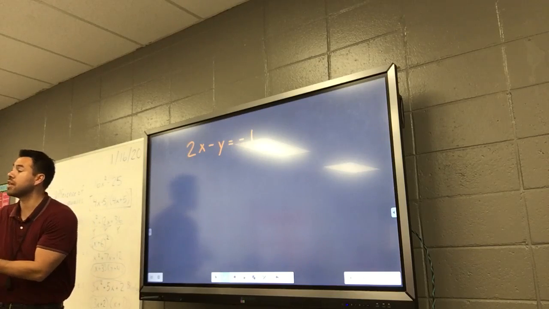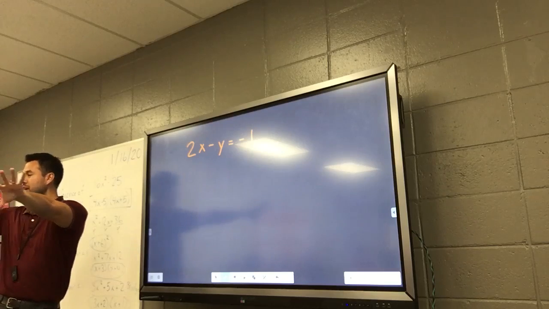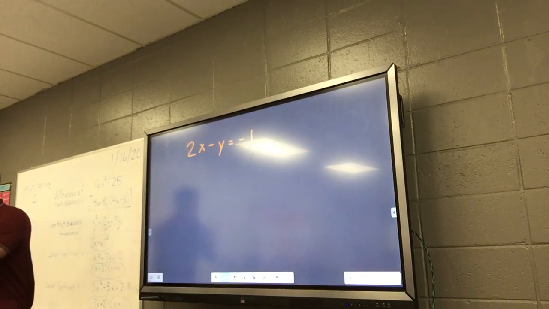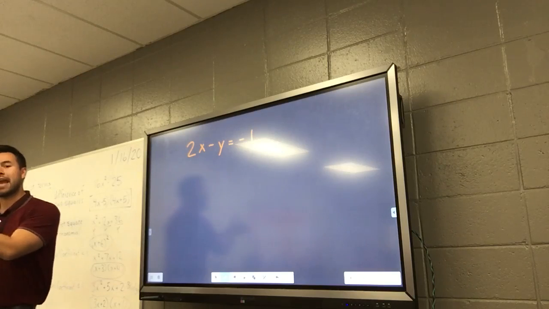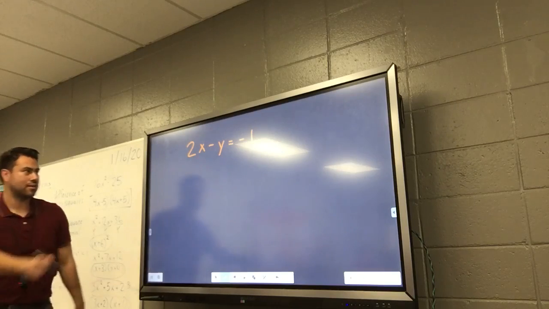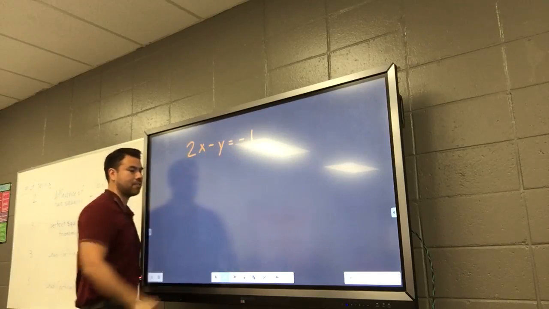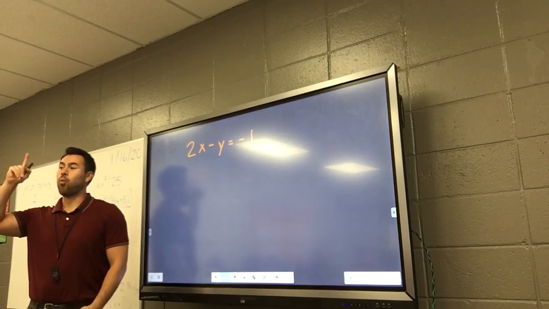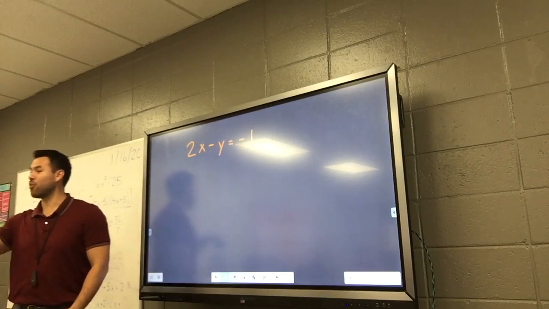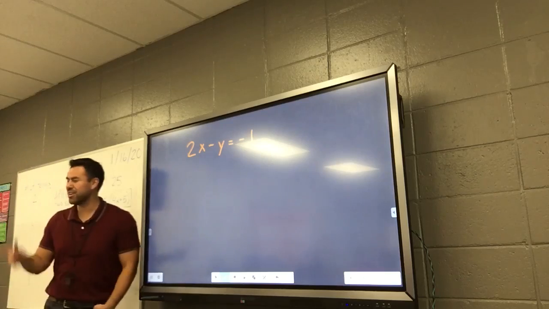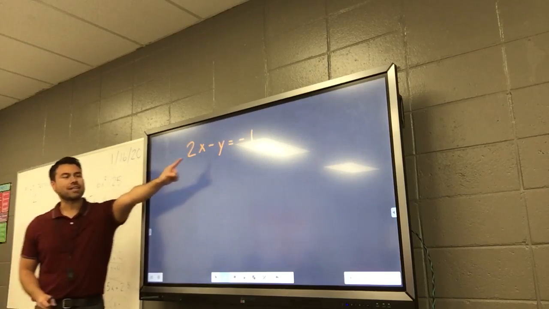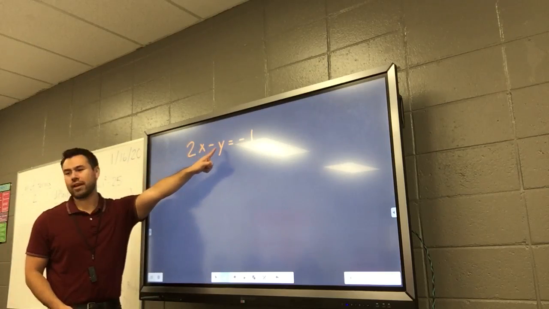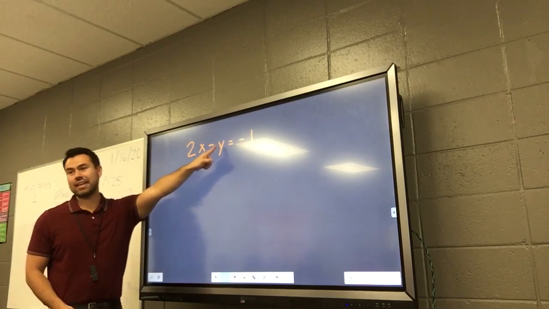It has to look like what? What's the general way of slope-intercept form? Y equals mx plus b. That's not right there. So what do I have to solve for, everyone? You have to solve for y by doing stuff to both sides. You almost had it. Okay, so we ask, what's happening to y?